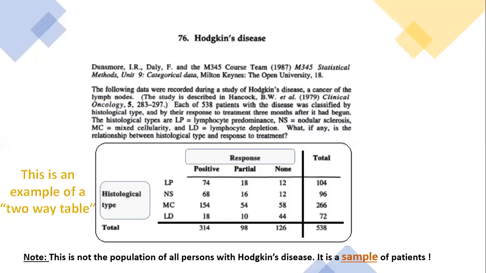Did they have a partially positive response? Or did they have no good response at all? Each one of the patients fell into one of these 3 categories as well. And what our two-way table does is it tells us how many of the cases had particular combinations.